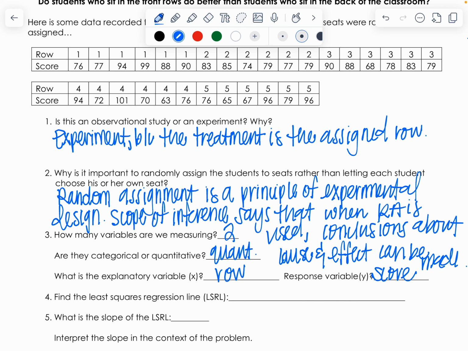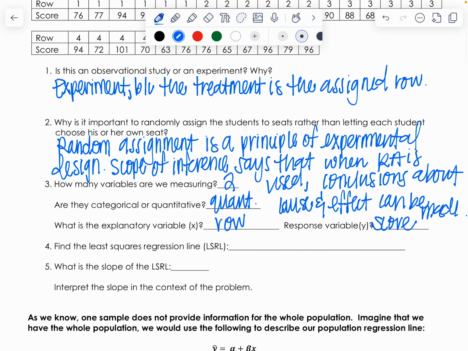Then once they are entered, we hit Stat, go over to Calc, option 4, Lin Reg. Make sure X list is L1, Y list is L2. Go down to Calculate and hit Enter. All right, so find that least squares regression line. It says y hat equals ax plus b: negative 1.52x plus 85.95.